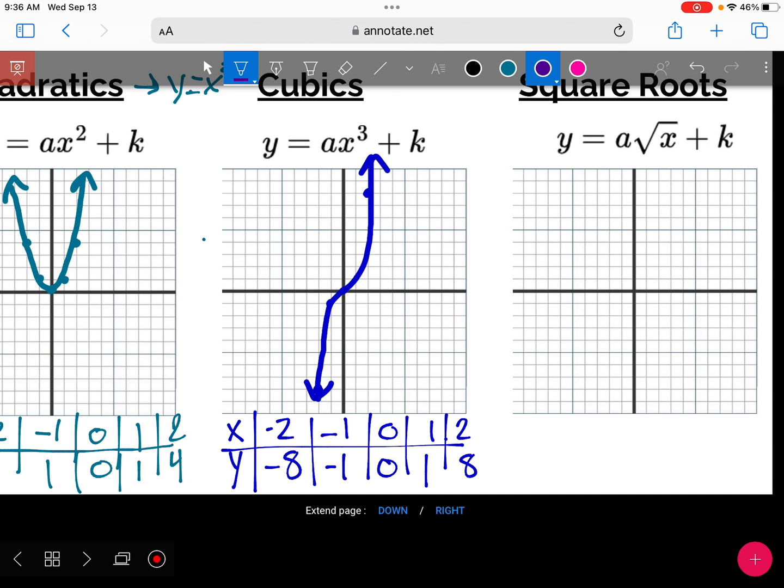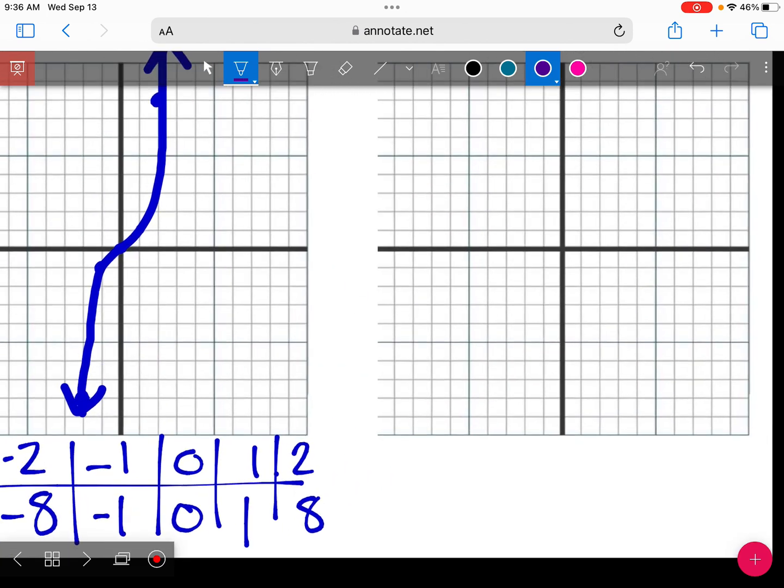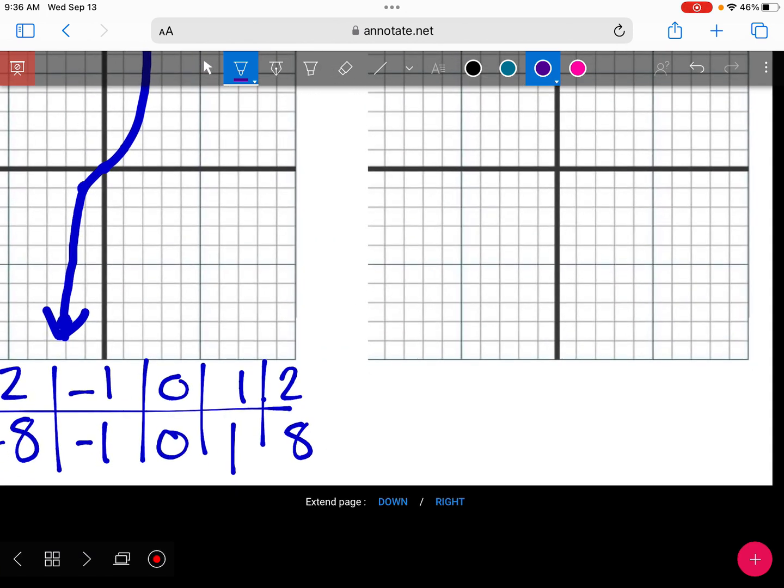Then we're going to do the same thing for square roots. When we do square roots, are we going to pick those same X values? Why not? Because they don't square root pretty. And can we do square roots of negative numbers that we graph? No, because we're not in an imaginary plane here. That is a thing. So we do 0, 1, 2, 3, 4, 5, 6.